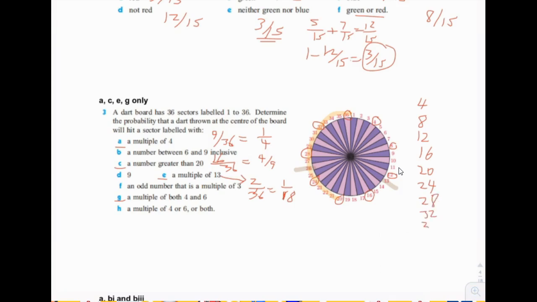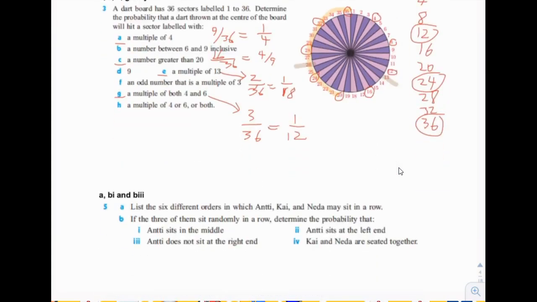Now, which of these is a multiple of 6 also? 12, 24, and 36. So only 3 of them. So this would be 3 divided by 36. Could also be written as 1 divided by 12. Okay.